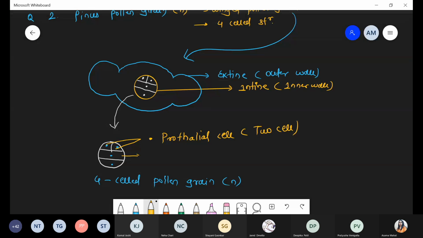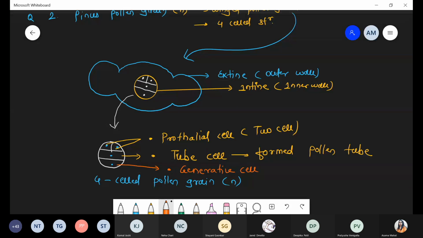Below the prothallial cells, there is a presence of the tube cell. And this tube cell, during the fertilization process, forms the pollen tube. Just remember, the tube cell forms a pollen tube during fertilization. Next, when we talk about the lower cell, let's talk about the last one cell. This cell is called the generative cell.